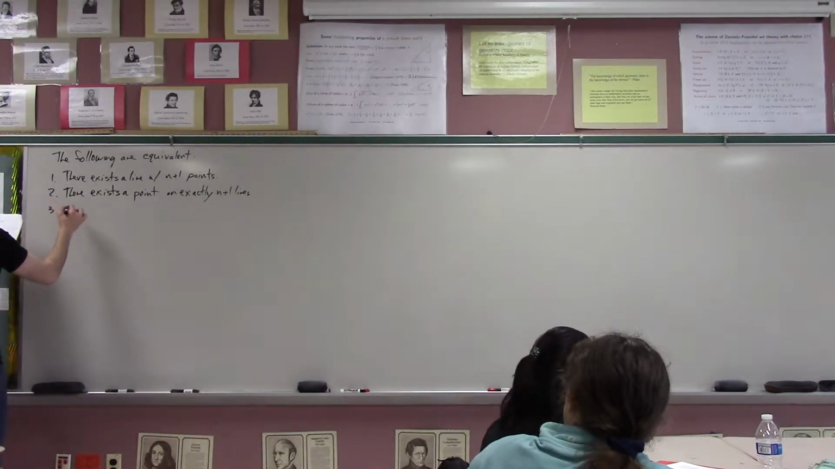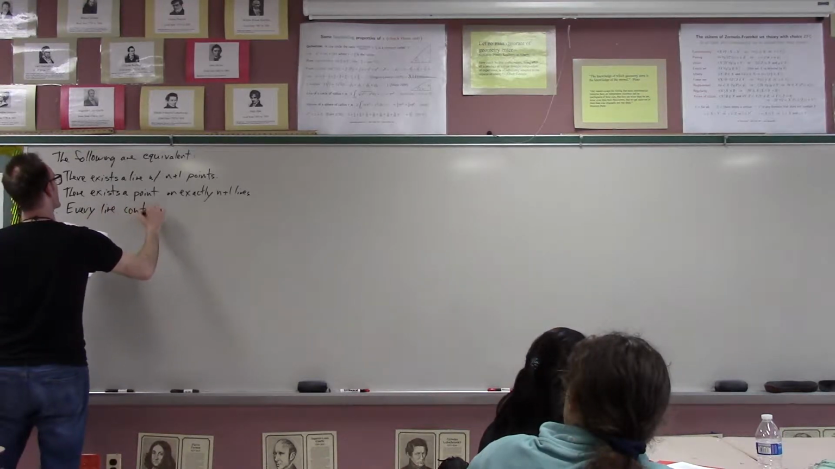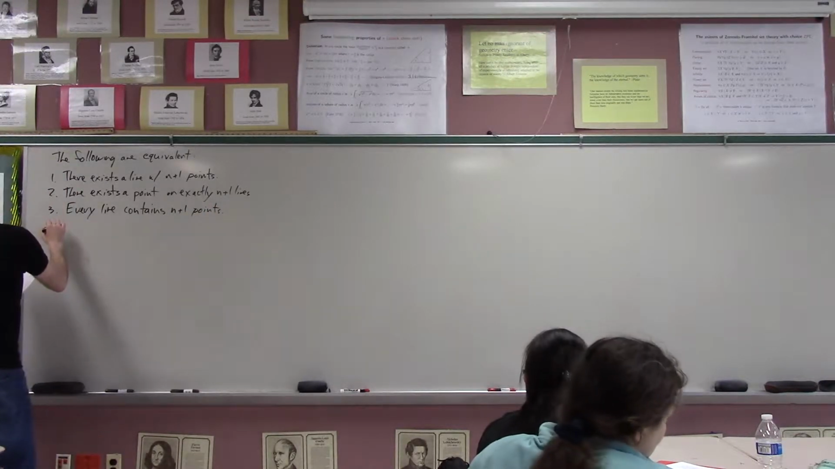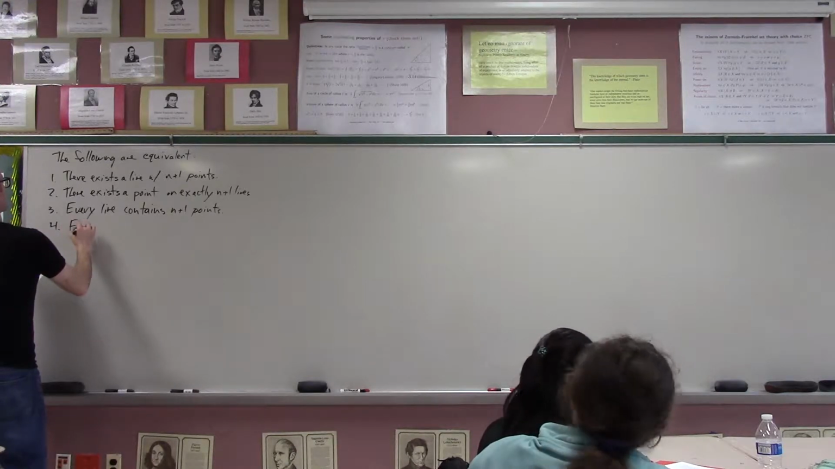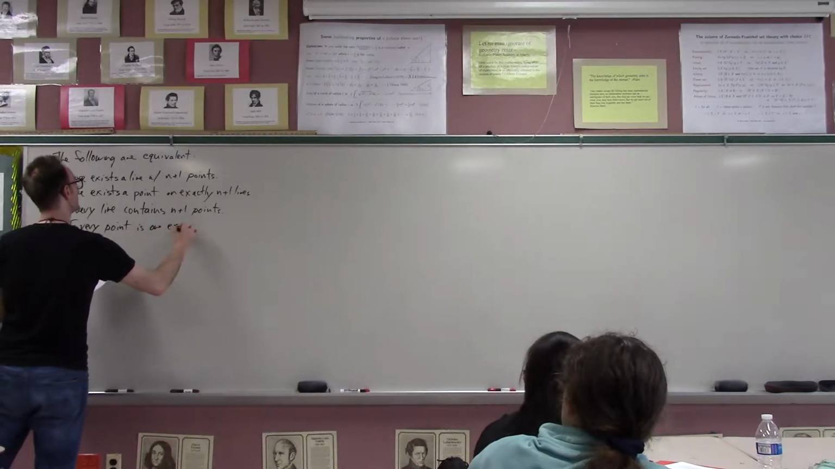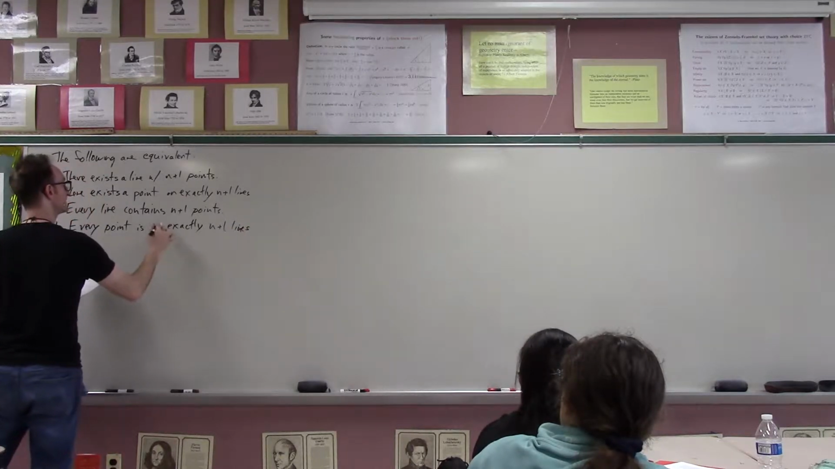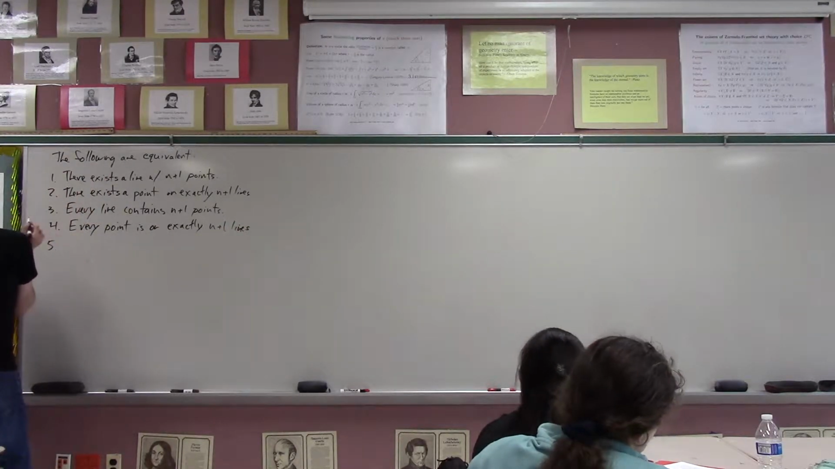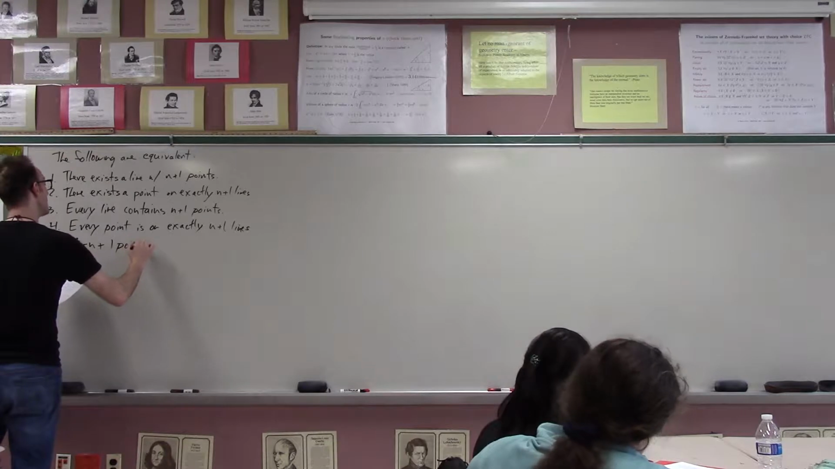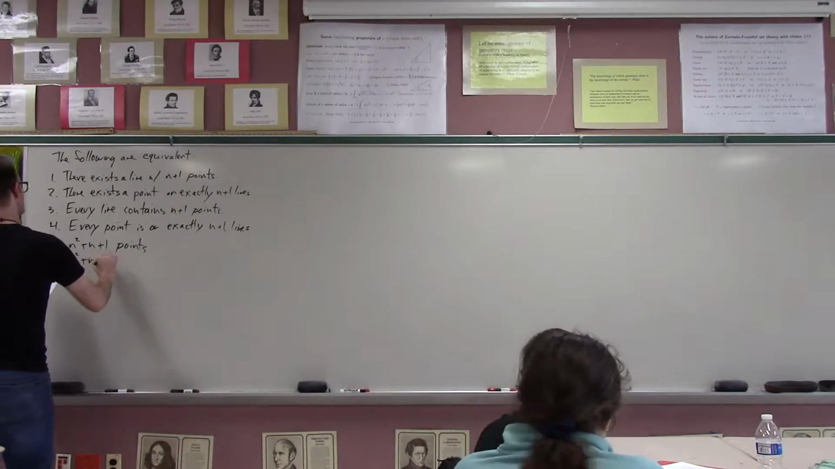Okay. Three, every line contains n plus 1 points. And the dual of statement 3 is statement 4: every point is on exactly n plus 1 lines. And then finally, and we talked about this yesterday, that implies somehow that there are n squared plus n plus 1 points exactly in this model, and that there are n squared plus n plus 1 lines.